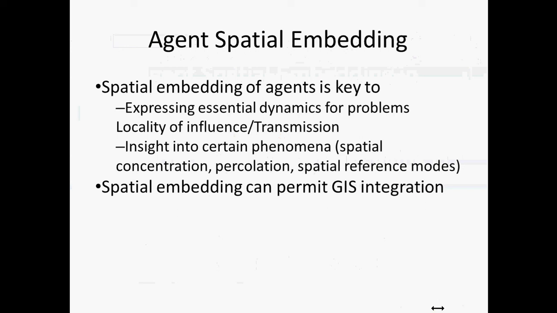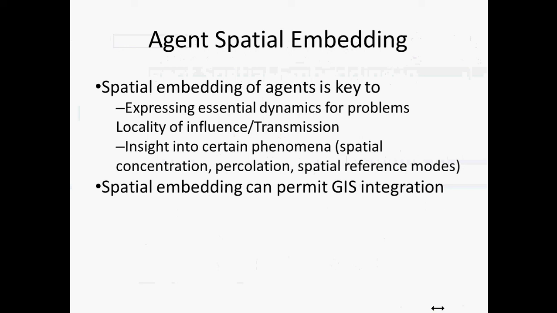Sometimes spatial embedding gives insight into certain phenomena, such as the spatial concentration of pollutants, or the percolation of certain influences or substances through the environment, traveling from one place to another. And spatial reference modes, cases where we have spatial patterns we see in empirical data. For example, in rabies data, we often see waves of infection spreading out.